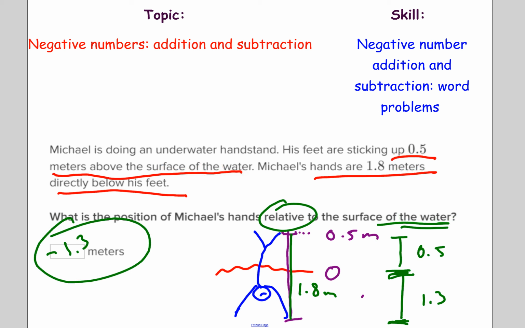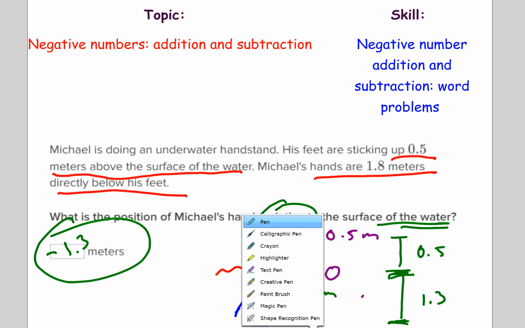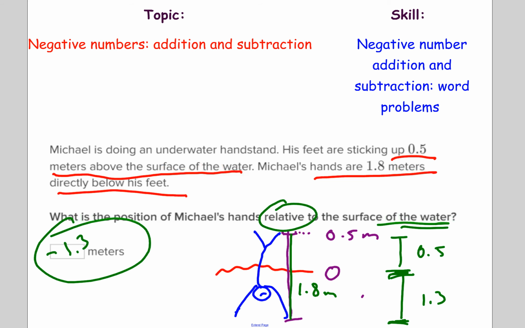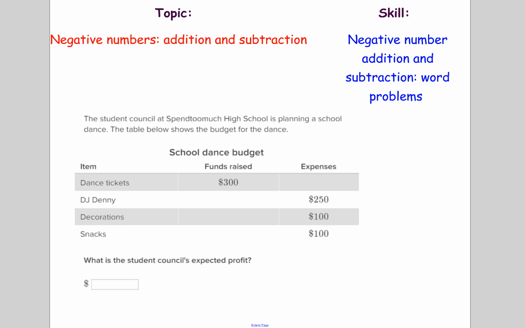Right, which means, let's go with a color I haven't used yet. Go with magic pen, you'll like this. That means from here to there is the 1.3 meter distance, which means he's 1.3 meters below. Now, don't you like how that disappeared? All right, let's go to the next question.